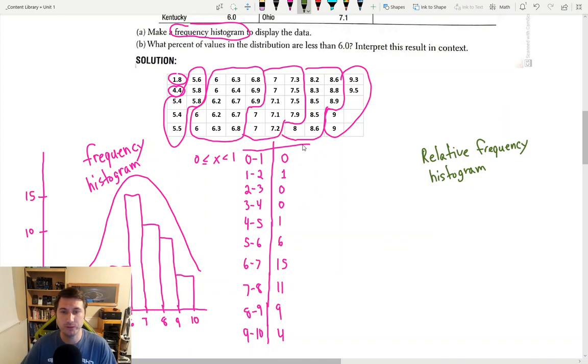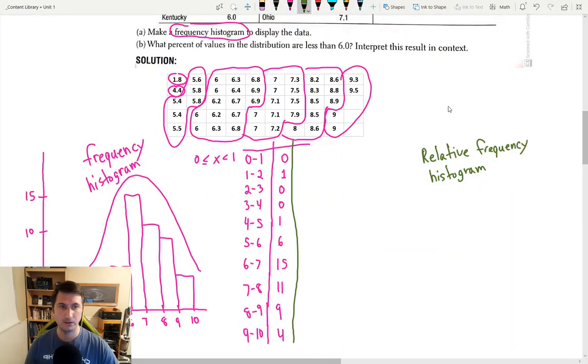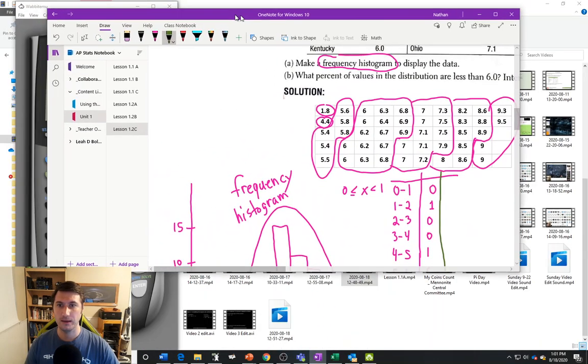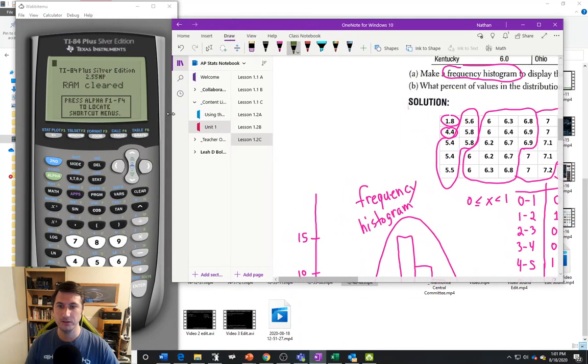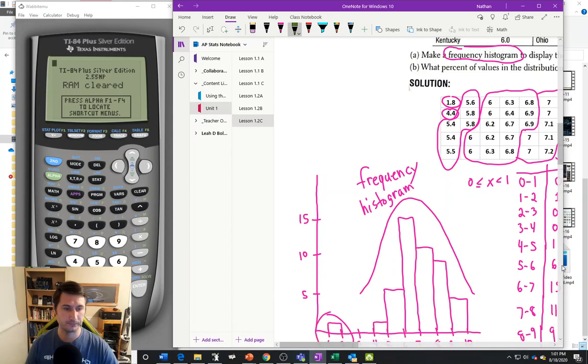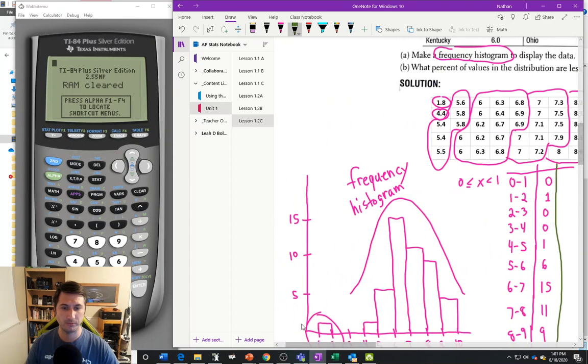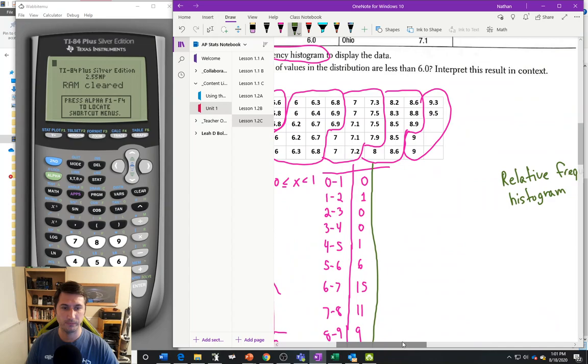So what we have to do here is we have to take all of these numbers and turn them into relative frequencies instead of frequencies. That's really easy. All you do is divide by the total to get a percent, okay? So I'm gonna bring up my calculator here. And we are gonna turn these into relative frequencies real quick.